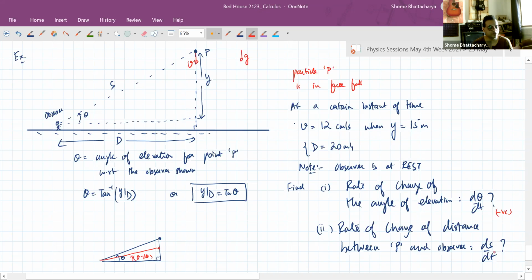When we calculate it, it should come out as negative. Similarly, you can see that distance is decreasing because the hypotenuse of this triangle is decreasing. So expectedly, we should get ds by dt as also some negative quantity. Okay, so that is one thing.